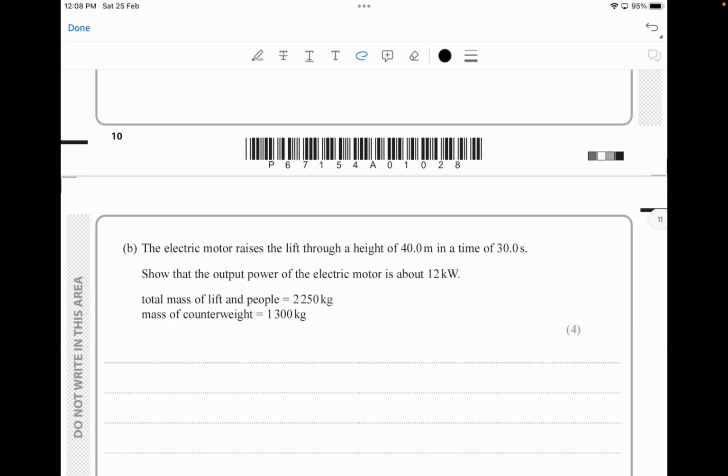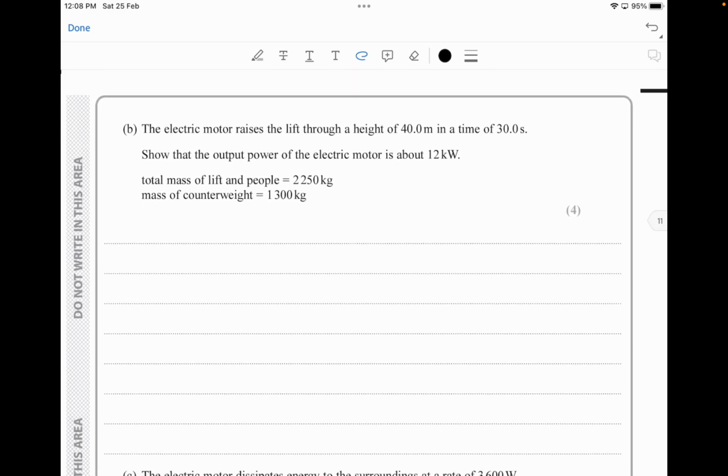Alright, so question B: the electric motor raises the lift through a height of about 40.0 meters and in a time of about 30.0 seconds. So we know that the height in this case is 40.0 meters, and we know the time is about 30.0 seconds. We have to show that the output power is about 12 kilowatts. So we know that 1 kilowatt is equivalent to 1,000 watts.